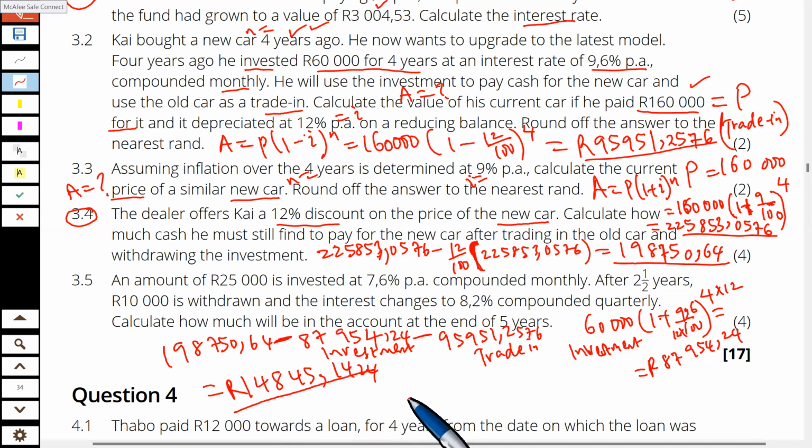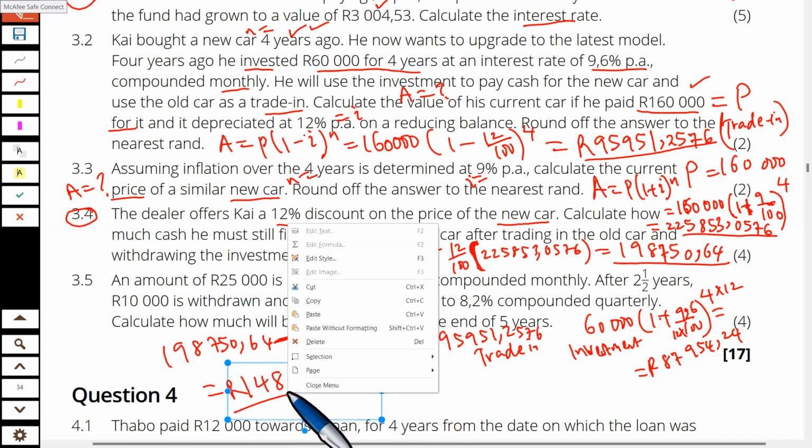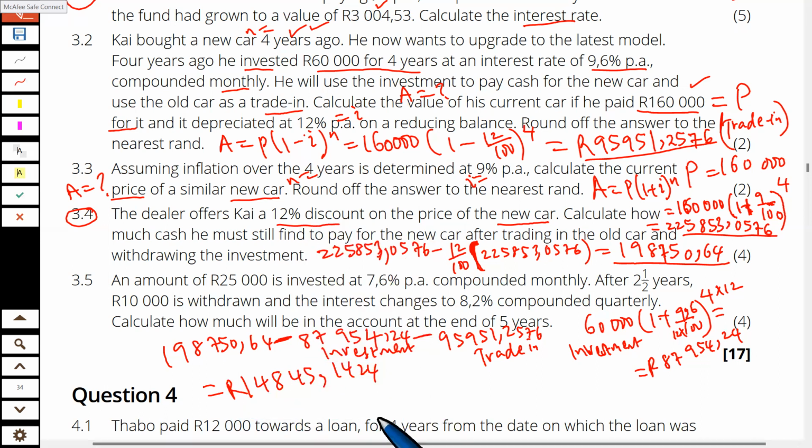Well, the meaning then is that he must pay this amount of money. The investment will help him to pay the trade-in, but in the end, he must pay this. So he must pay 14,845 and like 14 cents. Normally we can round it off to 2 decimals. So it's 14,845.14.